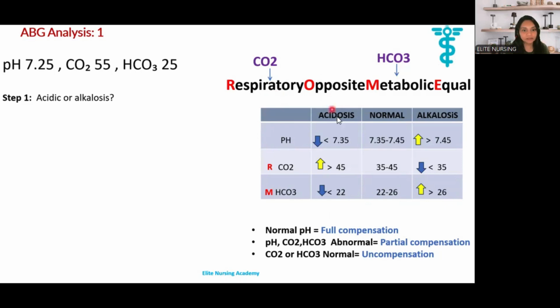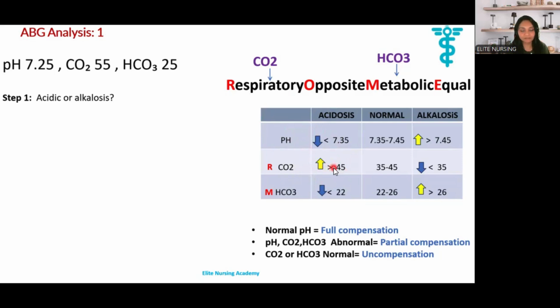So let's look at this table. If CO2 is greater than 45, now compare with pH. If pH is less than 7.35, pH is going in the lower direction. CO2 is greater than 45, the opposite direction, respiratory opposite. So we have a match in the respiratory system.